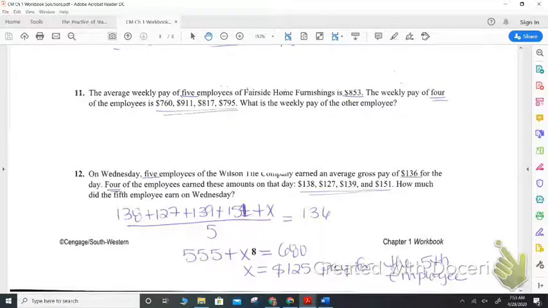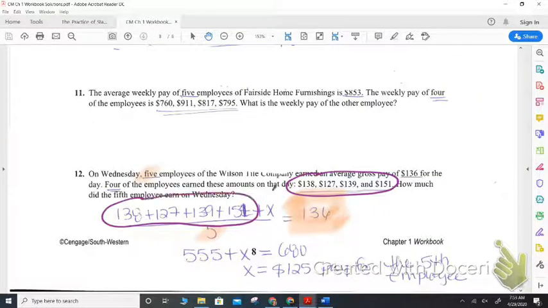Next up, we have one more example working with averages, but in this case, instead of being given all of the data and asked to find an average, we're given the average and asked to work backwards. So in this case, we know that we have 5 employees, and we know the average of those 5 employees have a daily gross pay of $136. We know the specific pays of 4 of the people, but we don't know the last one. That's why we're putting in the plus X there.